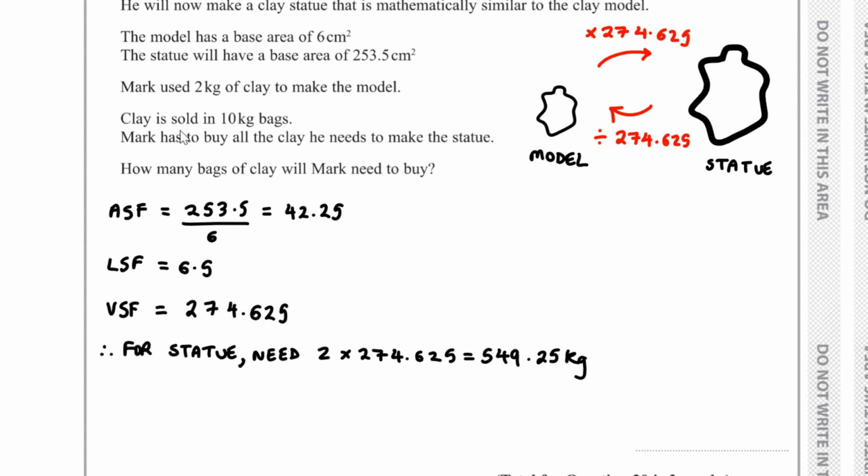Well, we know that clay is sold in 10 kilogram bags. So therefore, the number of bags we need is 549.25 divided by 10, which is 54.925, which we can round up to 55. So therefore, we need 55 bags.